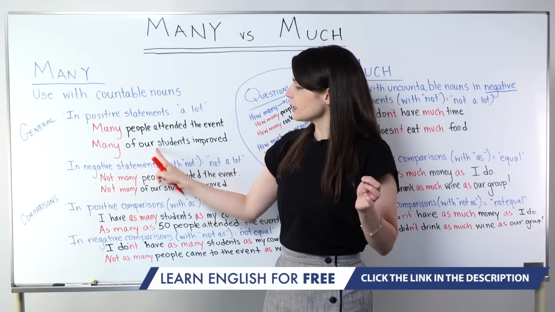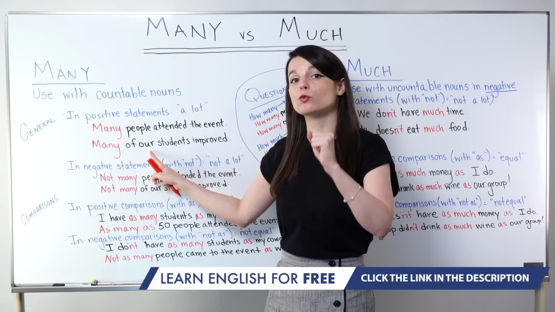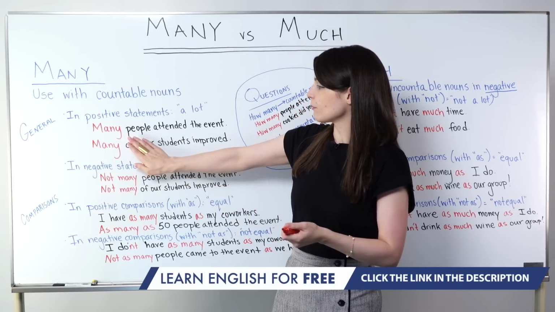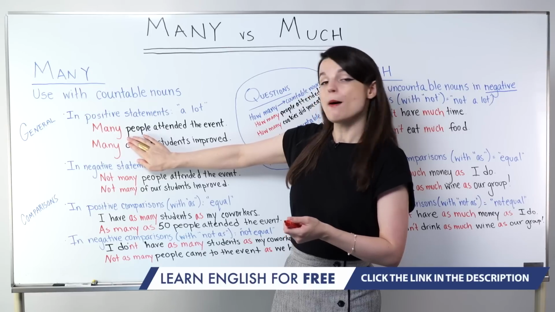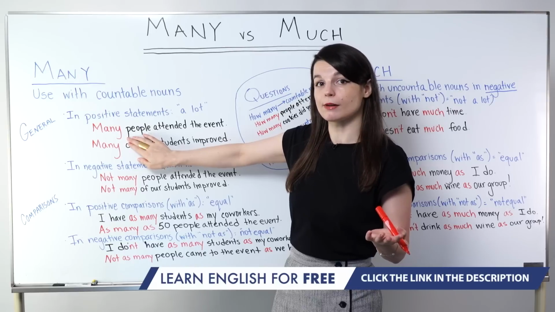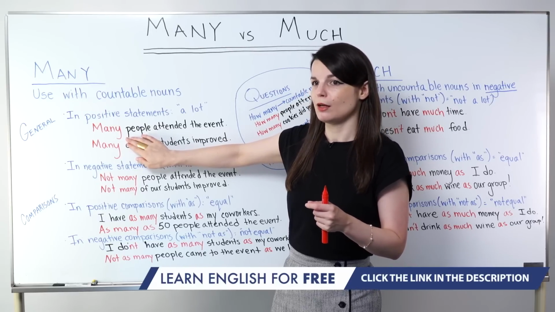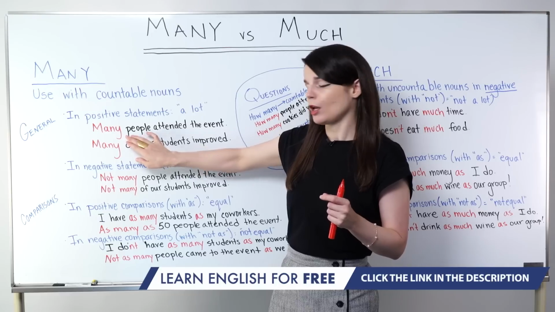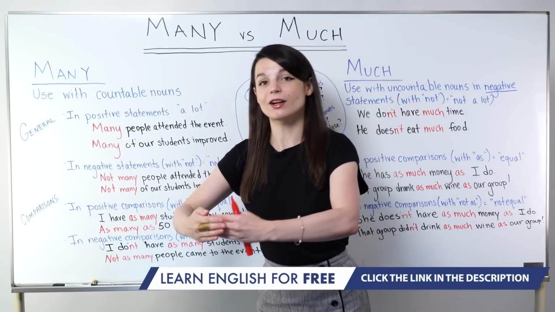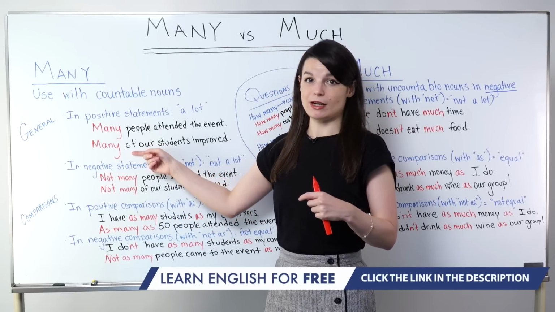We include this part to show that there is a specific group of students we're talking about. If, for example, I remove this, I say, many students improved. The sentence is grammatically correct, and we can maybe make a guess about which students. We don't know exactly, though. So we include something like this, of our. Many of our students improved. This gives us some extra information.